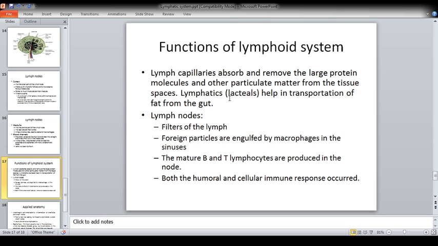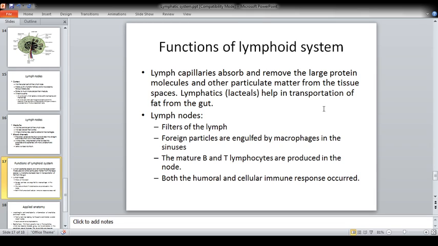Moreover, the lymphatics, which are known as lacteals, they also help in transportation of fat from the gut. So the blood vessels of the gut absorb the fat when they travel towards the lymph node and they enter the lymph node. The fat is also extracted from this blood into the lymph node and then transported through the lymph vessels towards its target site, that is the liver.